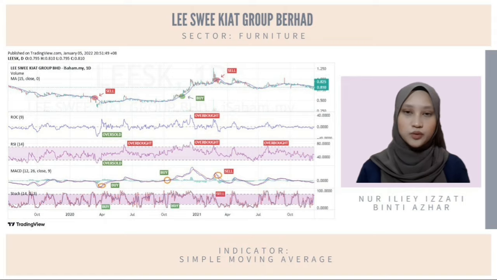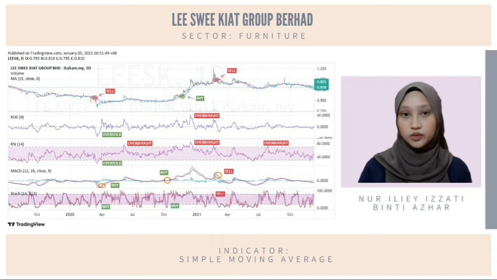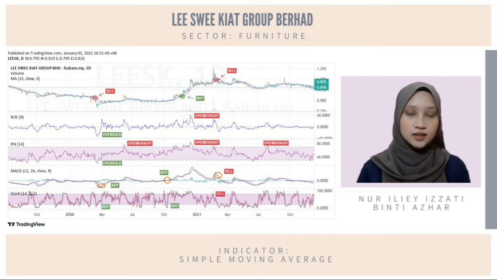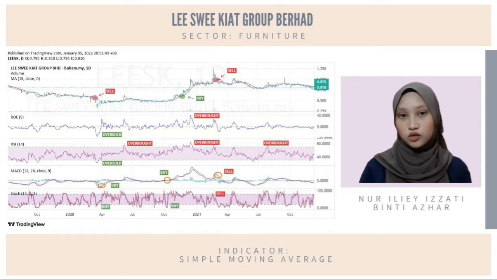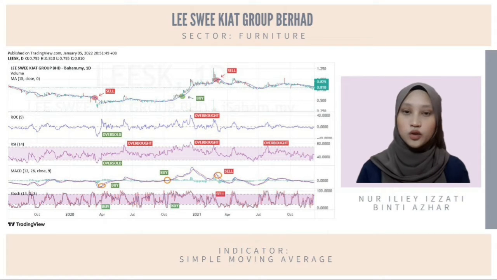So, the first company that we choose is RSI Group Berhad from the furniture sector. The first indicator that we use is the simple moving average. You can see the sell signal on 12 March 2020 and 2 March 2021 where the closing price moves below the moving average. While on 23rd November 2020, there is a buy signal detected, which also refers to a bullish signal.